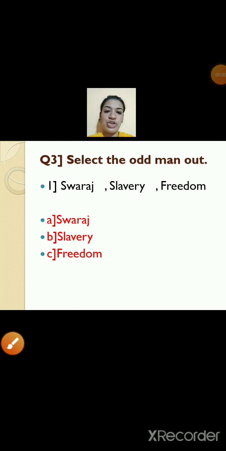Now children, this is the head question number 3. Select the odd man out. So the question is Swaraj, slavery, freedom. And the options are Swaraj, slavery, freedom. And you just have to select the odd man out. And the odd man out is, very good, slavery.